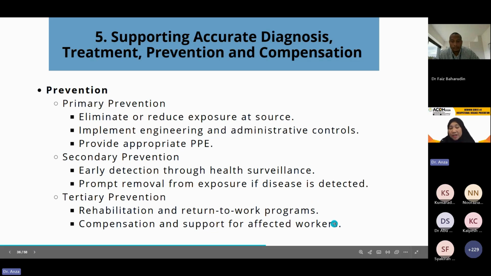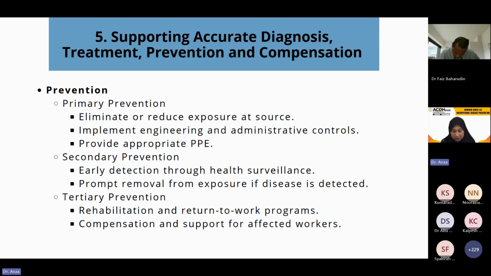And lastly is tertiary prevention. For example, for workers with occupational noise-induced hearing loss, we need to assist them with rehabilitation, refer them to ear, nose, and throat specialists and audiologists, and see whether they need hearing aids. We also need to support them with return to work programs. For those who are non-Malaysians, in Malaysia we have an established return to work program by our social security organisation called PEKESO. We can also assist in the compensation and support for affected workers.